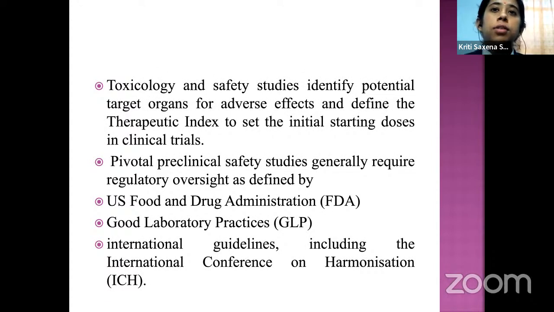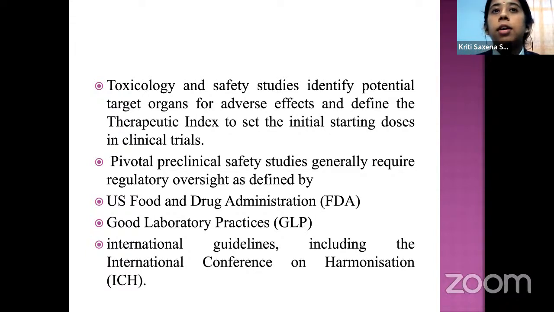The toxicology and safety studies identify the potential target organs for ADR and define the therapeutic index. ADR is the adverse effect, the harmful effect that we obtain from a drug at its normal therapeutic dose. Overdose or underdose is not considered ADR. For example, PCM has 2400 mg per day as its standard dose, which means you can administer 2400 milligrams of PCM to a patient having pyrexia, that is fever, in doses of 600 mg every 4 hours.